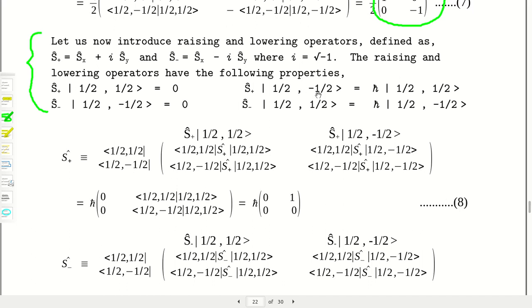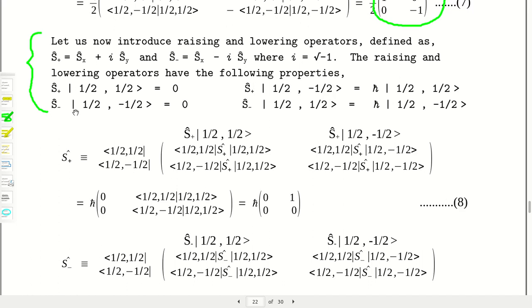If S plus operates on minus half, it will increase the ms quantum number by unity. So the ms quantum number is raised by unity, and minus half plus 1 is plus half. This operator raises the ms quantum number by the value of unity, and is multiplied by h cut.